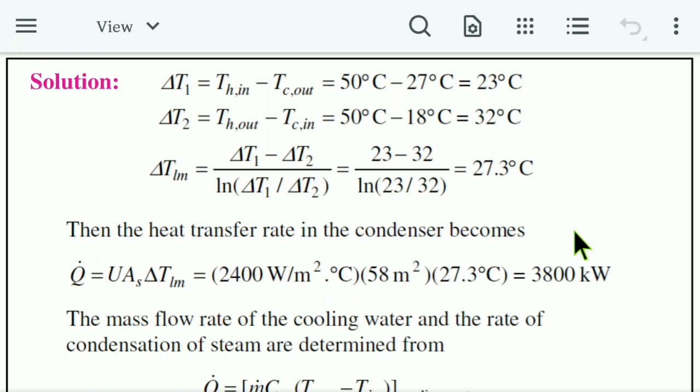Then the heat transfer rate in the condenser becomes Q dot equal to U A_s ΔT_lm. The value of U is 2400 W/m²·°C, A_s is 58 square meters, and ΔT_lm is 27.3 degrees Celsius. So the value of Q dot is 3800 kilowatts.